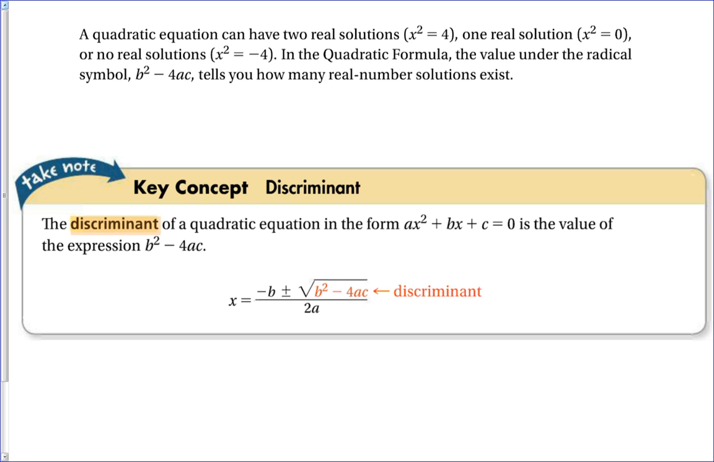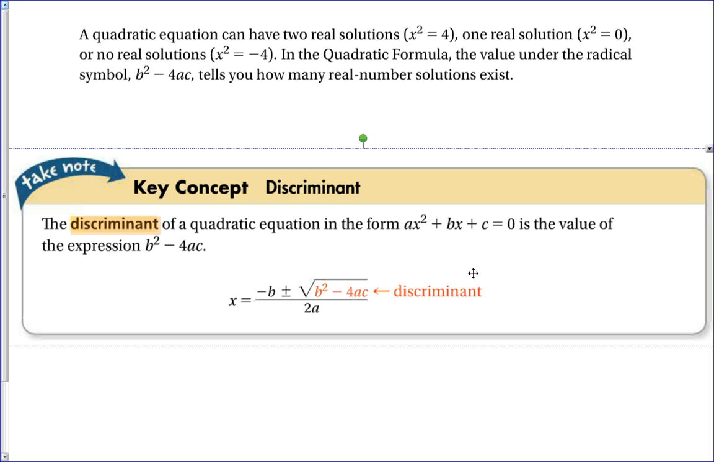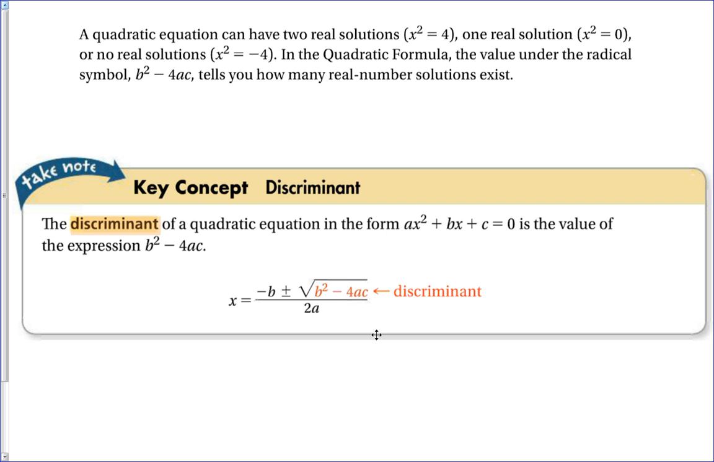If we look at the quadratic formula right here, this part in red, the part underneath the square root, the b squared minus 4ac, that is the discriminant. That is also your vocab word for this lesson: discriminant.